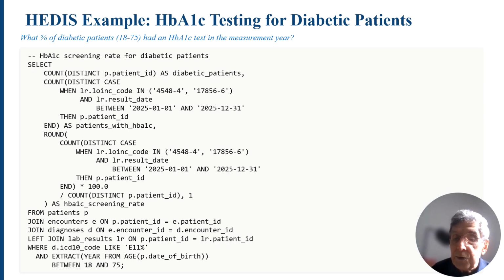Now, 2 LOINC codes are used here because there are actually 2 commonly used codes for the hemoglobin A1C test. The 4548-4 for hemoglobin A1C as a percentage, and the 17856-6 for hemoglobin A1C as a fraction. Both are legitimate.